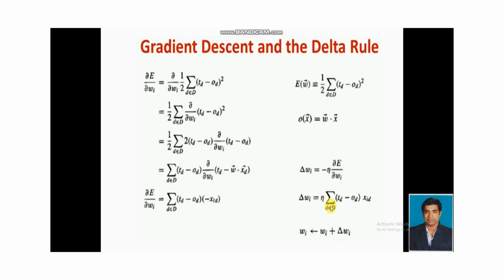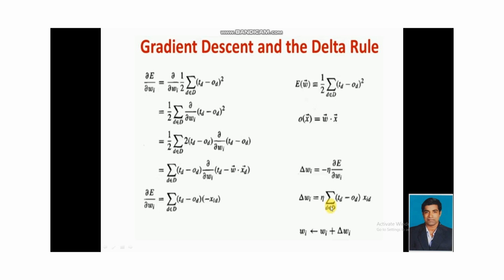Gradient descent and delta rule. Dou E by dou omega i is nothing but dou E by dou omega i, where E is equal to half of summation of (td minus od) the whole squared, that means target value minus observed value, the whole squared. Here the small change in weight is equal to minus eta into dou E by dou omega i, where eta is the learning rate.